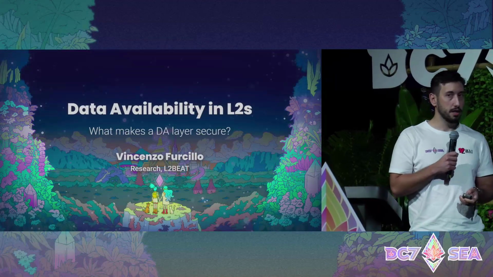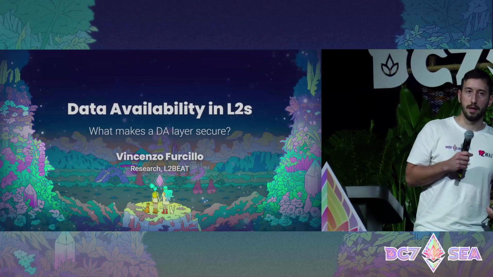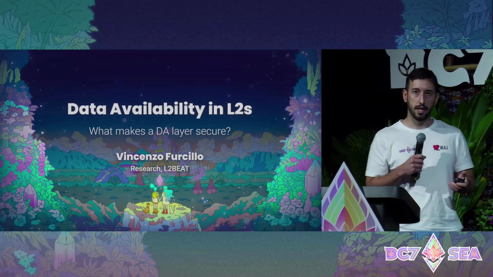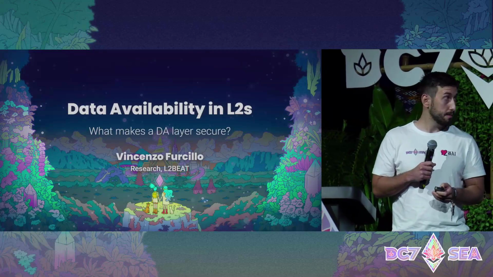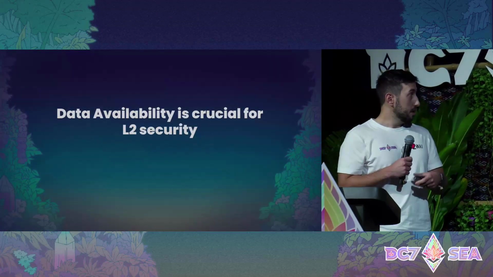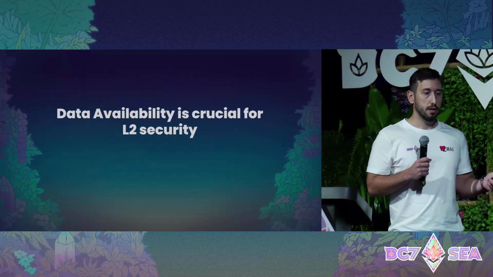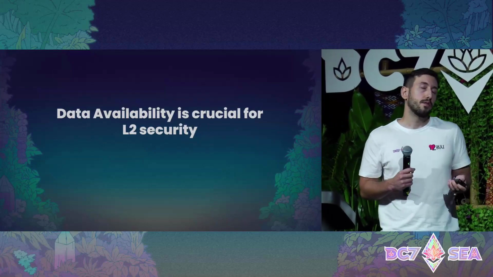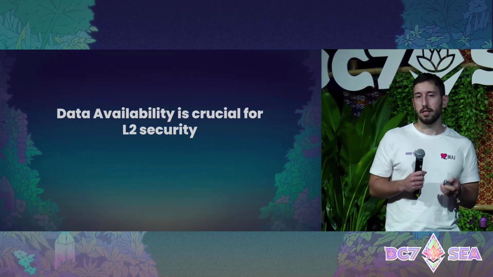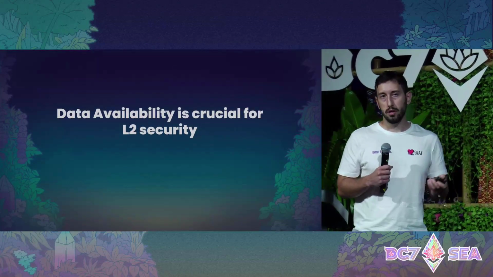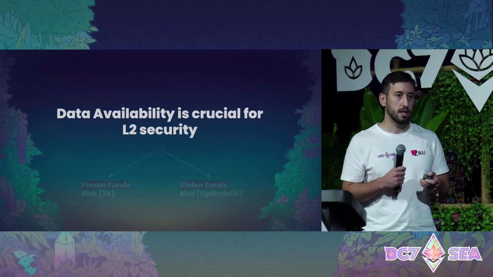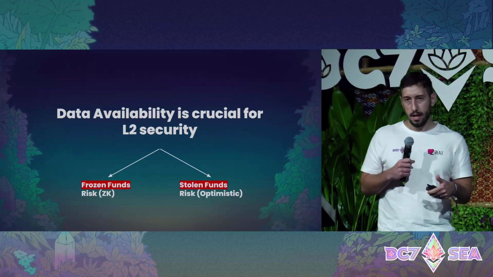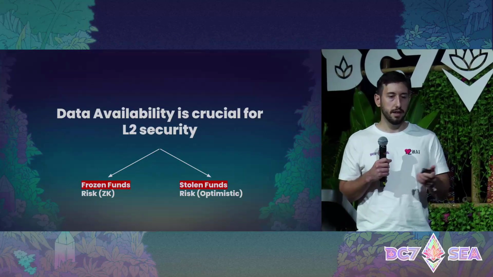And today the talk is about data availability risks and how to make a DA layer secure, looking at it through the lens of the L2s DA risk framework. So to start, data availability is crucial for L2 security. Nodes need data to reconstruct the state and advance it. And this is important for both kinds of constructions, both ZK constructions and optimistic constructions. And the reasons differ slightly.